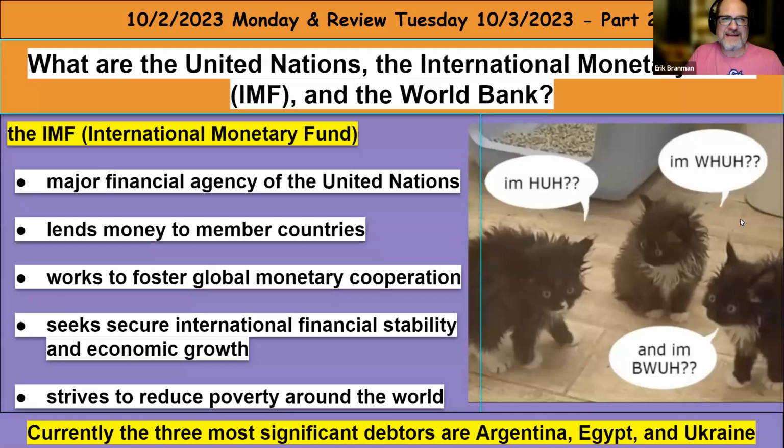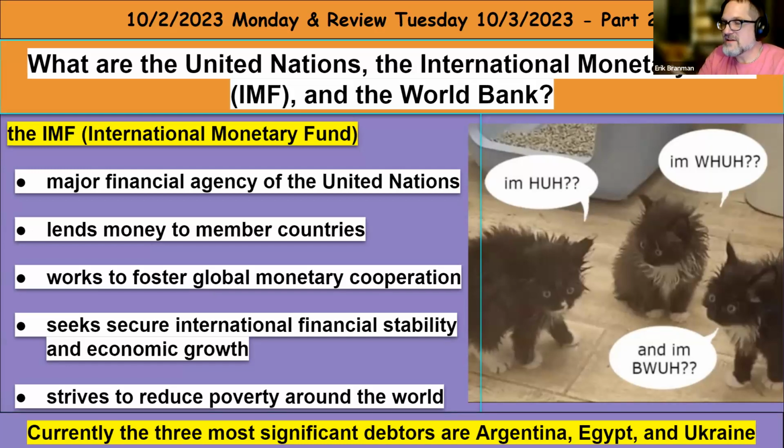Okay, the IMF. The IMF is the major financial agency of the United Nations, so it's actually part of the UN. It lends money to member countries, so members of the UN can get money from the IMF. The goal of lending that money is international global cooperation economically, ensuring financial stability for the world, maintaining economic growth for countries around the world, and a stated goal of also ending or slowing down the growth of poverty around the world. Right now, this is on the IMF's website, the most significant debtors, the countries that owe the most right now to the IMF, are Argentina, Egypt, and Ukraine.